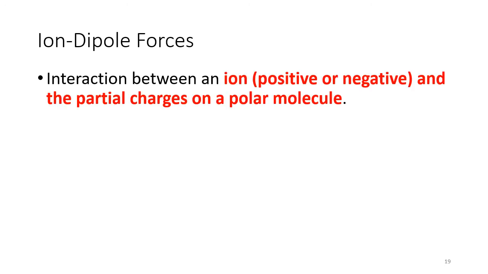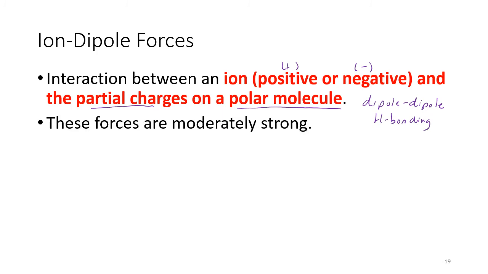The last type of intermolecular force that we'll study in this chapter are called ion-dipole forces. Ion-dipole forces occur from the interaction between an ion, this ion can be a positively or negatively charged ion, and the partial charges that we learned about that occur in polar molecules. For example, those partial charges could be dipole-dipole interactions, or they could be hydrogen bonding. Ion-dipole forces are moderately strong forces because we have partial charges on our polar molecule and we have full charges that will occur on our ions.